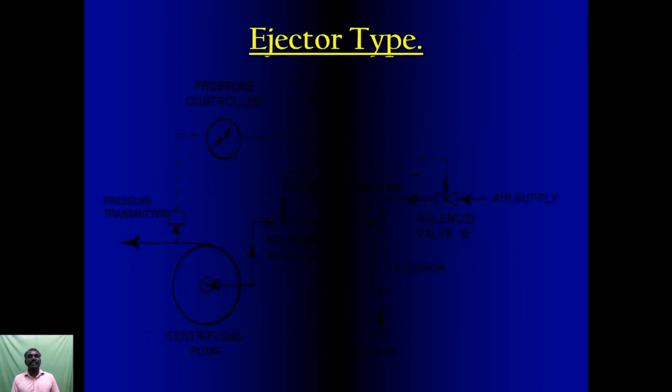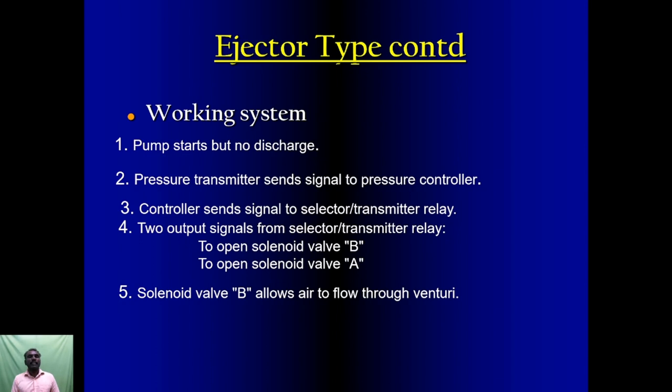This is a schematic diagram of the ejector type. Then the working system. First one, pump starts but no discharge. Pressure transmitter sends the signal to a pump pressure controller. Controller sends the signal to the selector or transmitter relay. Two output signals from the selector or transmitter relay. First one is to open the solenoid valve B. Second thing is to open the solenoid valve A. Solenoid valve B allows the air to flow through the venturi.